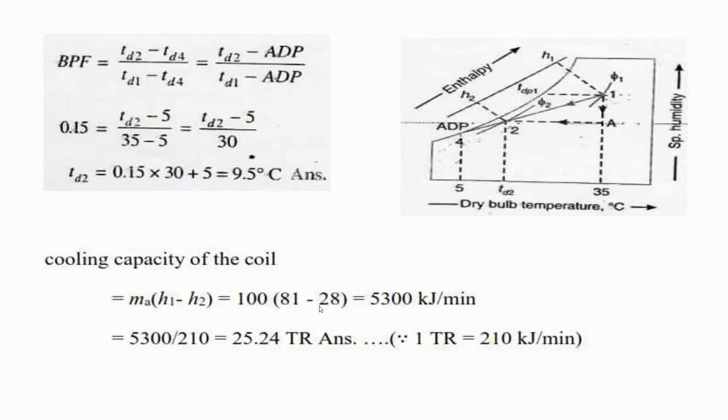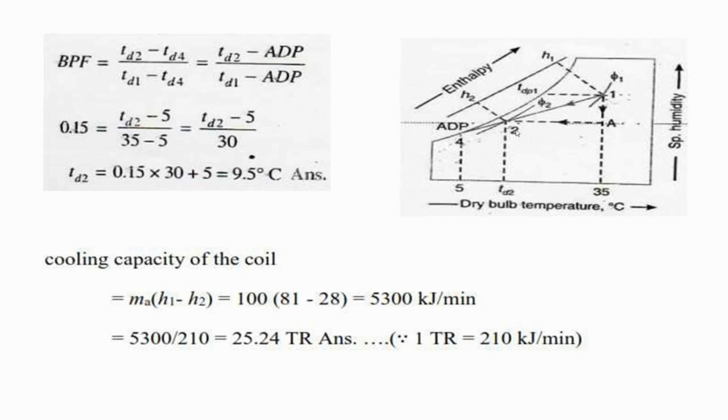With the help of that point, here in the diagram we get point number 2. Now taking the enthalpy at point 2, and having the enthalpy at point 1, we can calculate the refrigeration capacity of the coil. Refrigeration capacity is basically the enthalpy change done by the coil, so we calculate H1 minus H2, multiplied by the mass flow rate, and we get 5300 kilojoules per minute.